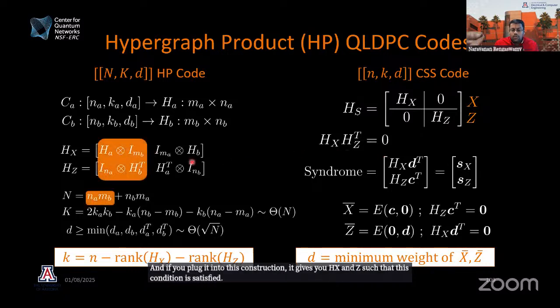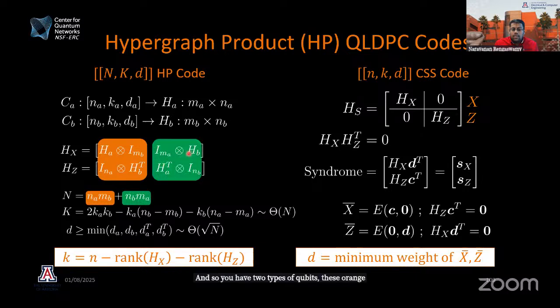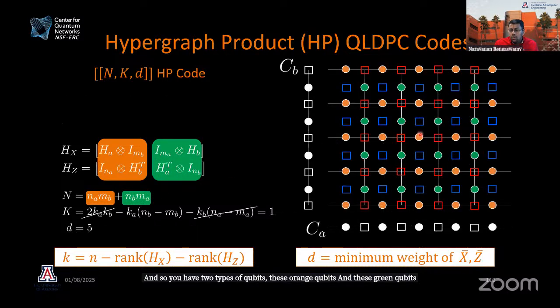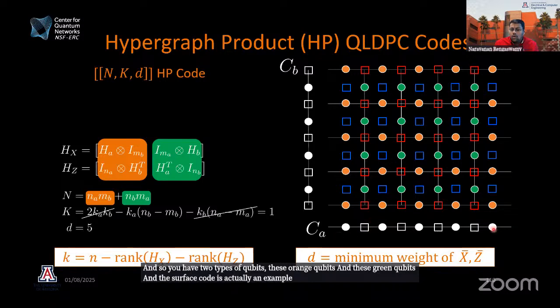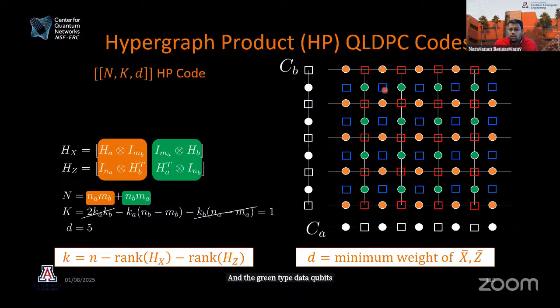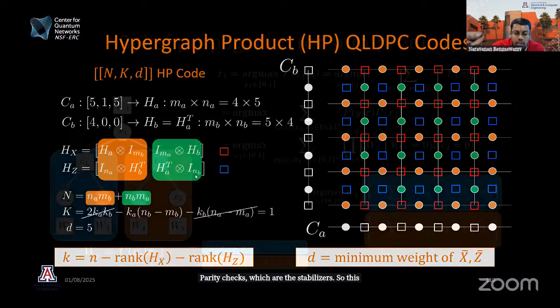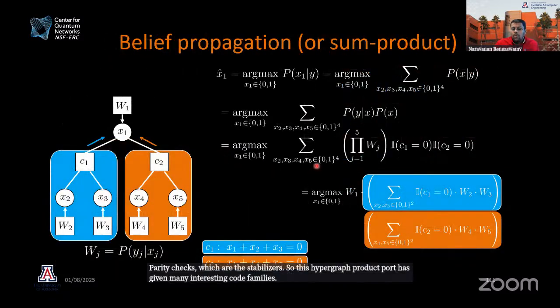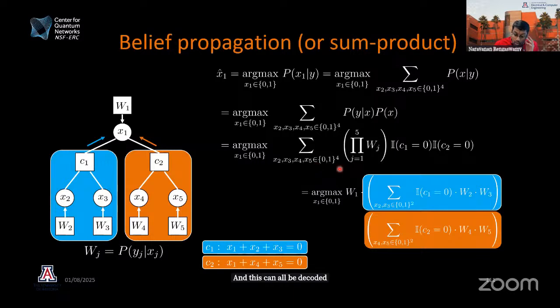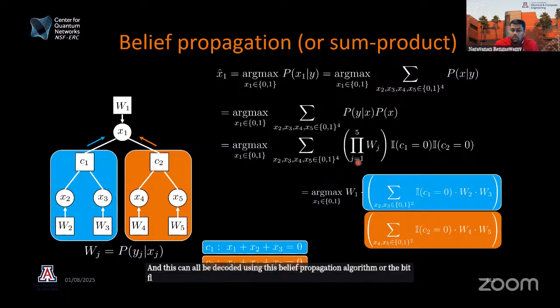And so you have two types of qubits, these orange qubits and these green qubits. The surface code is actually an example of that. You can take two repetition codes and do this hypergraph product, and you will get these orange type data qubits and the green type data qubits. And then you have the blue type and red type parity checks, which are the stabilizers. This hypergraph product code has given many interesting code families, and these can all be decoded using the belief propagation algorithm or the bit flipping algorithm that Michele told you about. These are all message passing type algorithms.